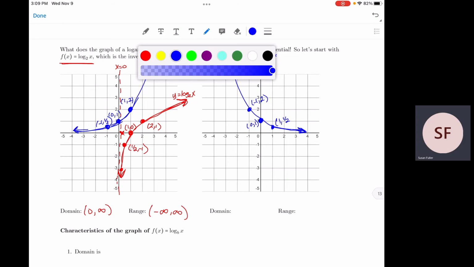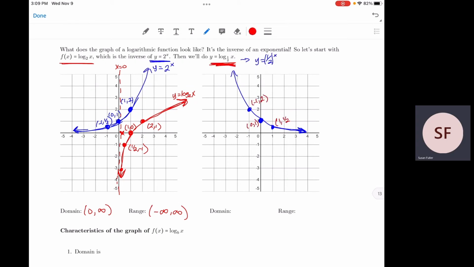Okay, so I have the graph of y equals 1/2 to the x. Now that's not the graph that I want. The graph that I'm actually looking for is log base 1/2 of x. That's going to be the inverse function of this blue one. So to find an inverse function, I'm going to switch x and y.